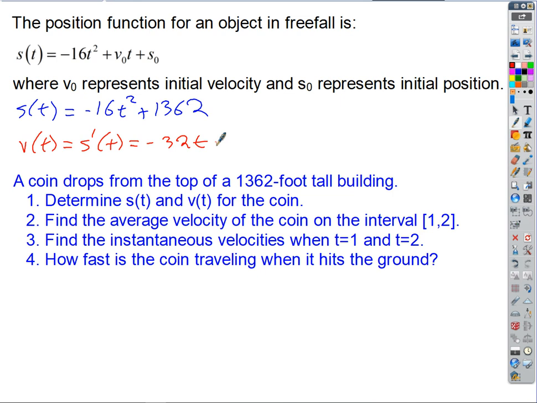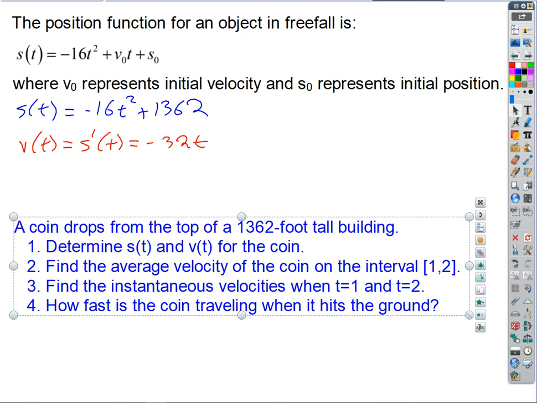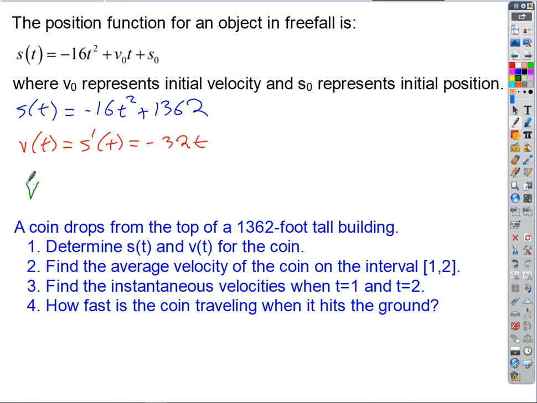Now find the average velocity of the coin on the interval from 1 to 2. Well, that's easy to do, right? An average velocity is just going to be the average rate of change of position. In physics, we put a bar over the top for average. So average velocity, instead of being an instantaneous thing, is just the change in position over the change in time. That's just a difference quotient.